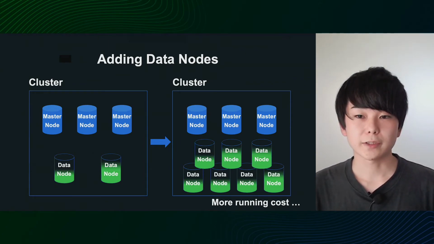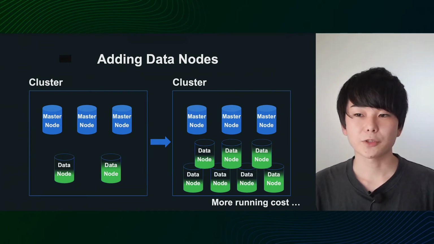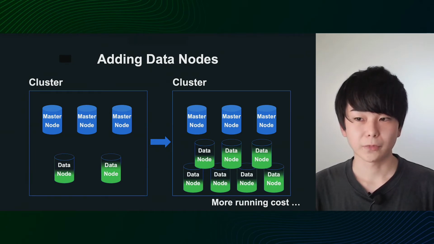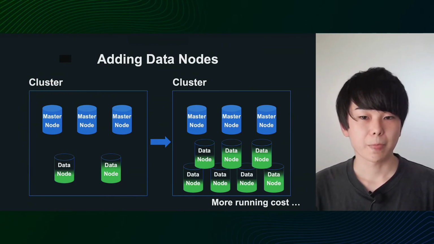There are 2 types of Elasticsearch nodes: master nodes that control processing, and data nodes that hold data and perform distributed processing. By increasing the number of data nodes, the search process can be distributed across multiple nodes, thereby improving search performance. As a matter of course, increasing the number of data nodes comes at a cost.